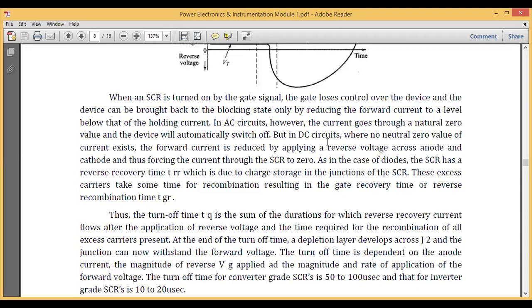And the turn off time will be very small, in terms of microseconds. Either it can be 50 microseconds or it can be over 100 microseconds. And for a particular inverter, if it is making use of the grade of SCR, it will usually be around 10 to 20 microseconds.